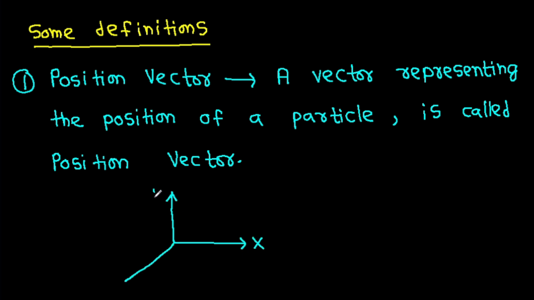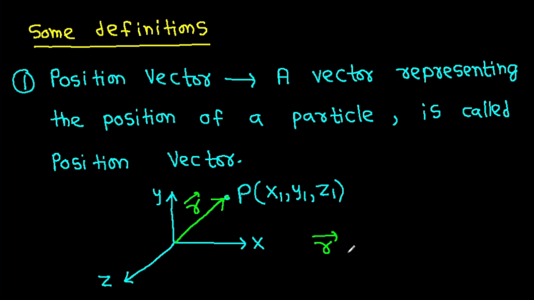In x, y, z coordinate, if the position of a particle P is x1, y1, z1, then this will be the position vector of point P denoted by R, and it will be x1 times i cap for x direction, y1 j cap for y direction and z1 times k cap for z direction.